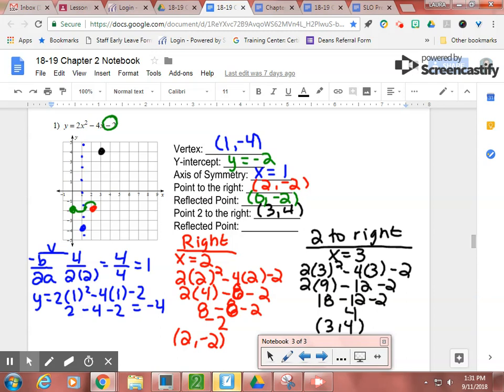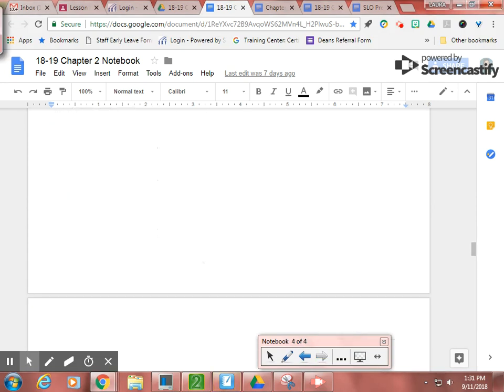Reflecting that point, I'm 2 away, so I'm going to go 2 away over here. So that point is at negative 1, 4. And the last thing is to connect your dots. Okay, this is called a parabola. So there is your parabola, also called a quadratic graph. All right, so let's look at another one of these.